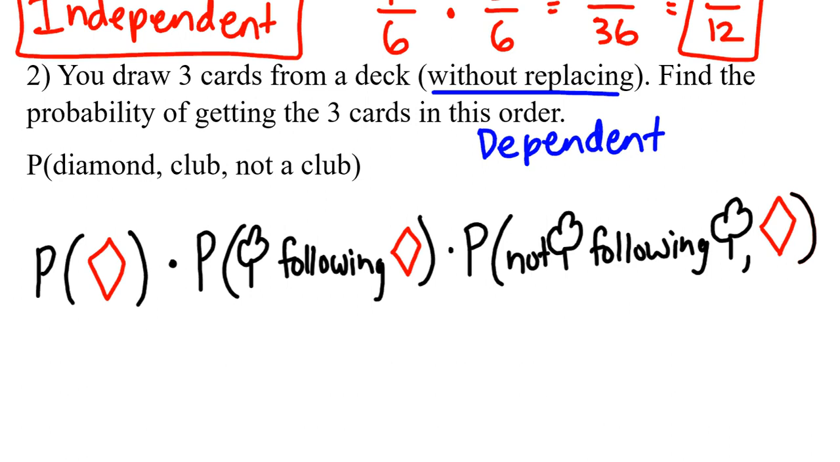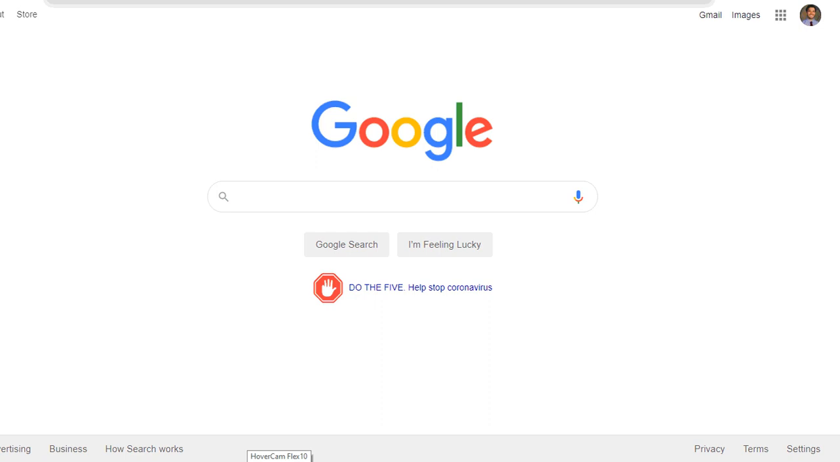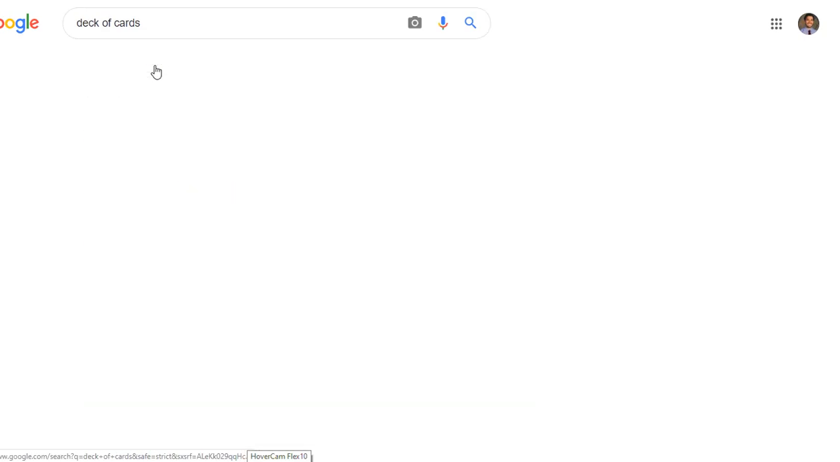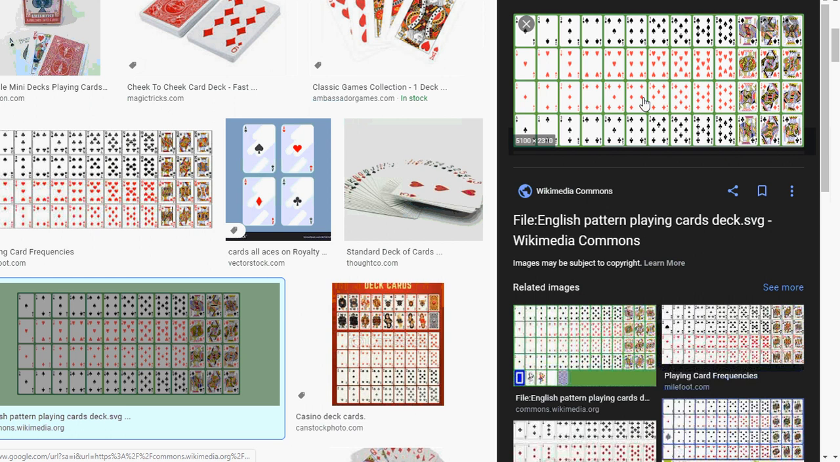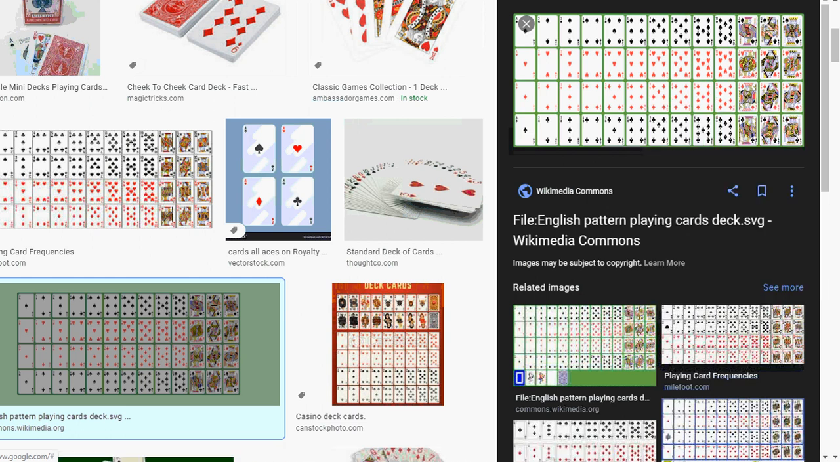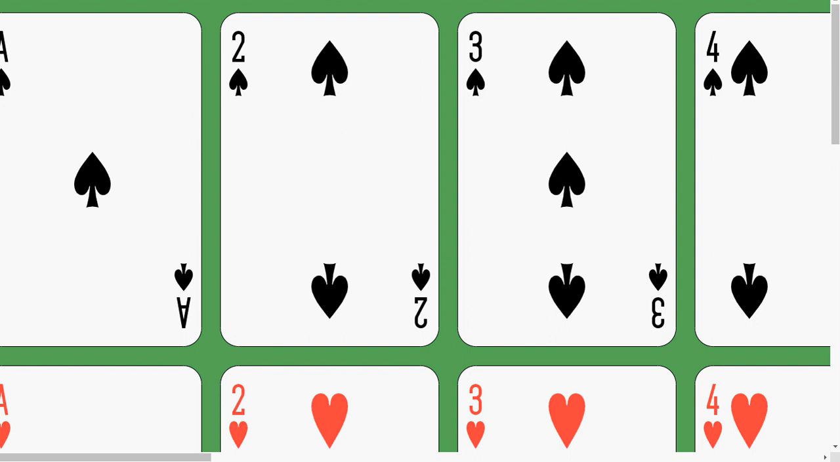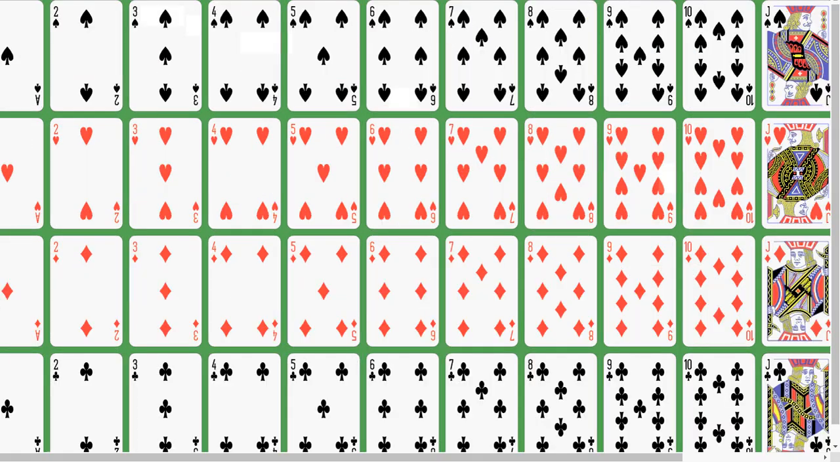Let's actually use Google. So let's say deck of cards. If I just show all the possibilities. Okay, good. Maybe this picture right here. Too much zoom in. There we go. That probably should be good.